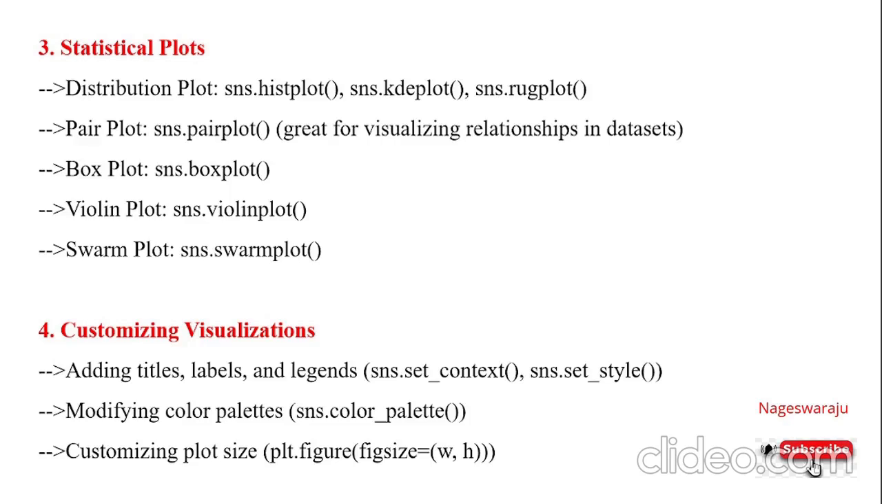Next, customizing visualizations. When you want to give any title for a particular plot, the user can give that title. Labels also, X label and Y label. We need to give the label names. Legends means we need to give the entire information about the data. That means the title, X label, Y label, axes, and we need to give the size also. Entire information we give by using legends.